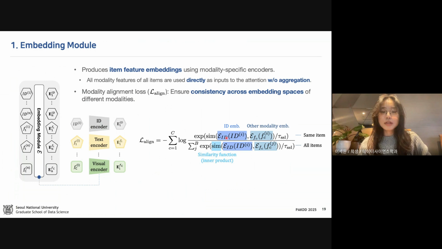And here we use the ID embedding as the anchor and apply contrastive loss across all the modalities. And this encourages the model to pull together the feature embeddings of the same items across modalities, while pushing apart embeddings from different items.